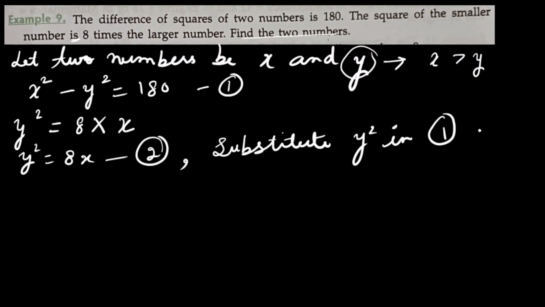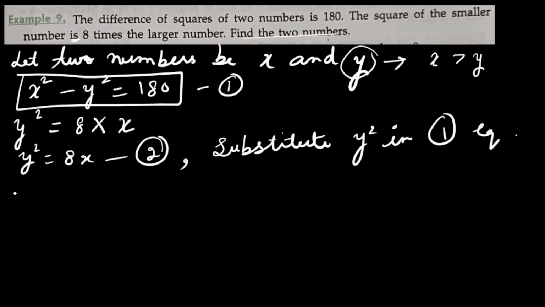Y square, let me write in the first equation. So the first equation is this one, x square minus y square. So x square I'll write as it is, minus y square. Here at y square's place I'll write 8x, its value. So x square minus 8x is equal to 180.